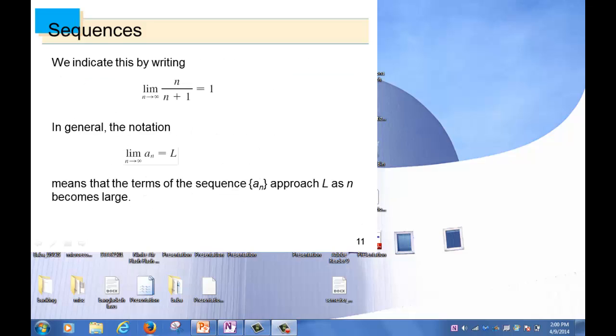Okay, so we use this symbol: the limit as n goes to infinity of n over n plus 1 is 1. So once again, if we say that the limit of a_n as n goes to infinity is L, it means that the terms of the sequence are getting closer and closer to L as n gets larger and larger. Everybody's okay?